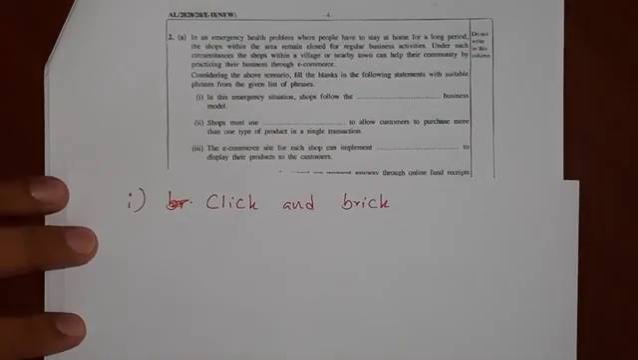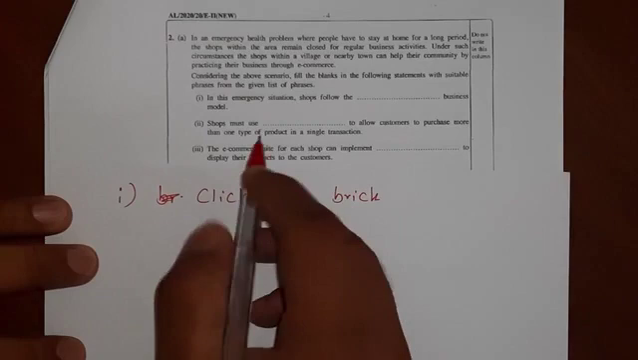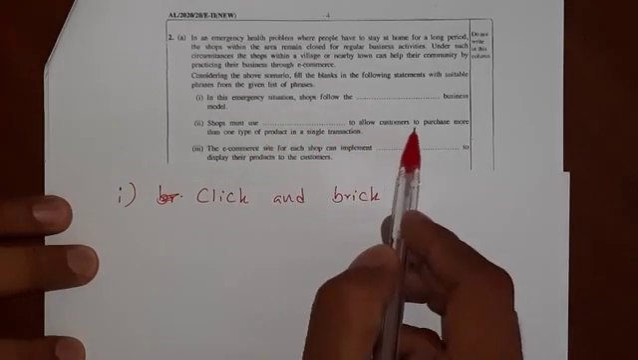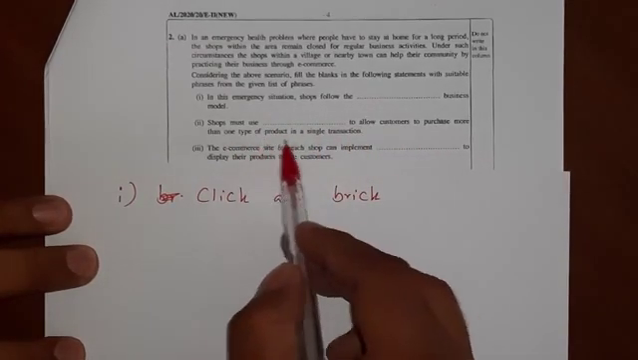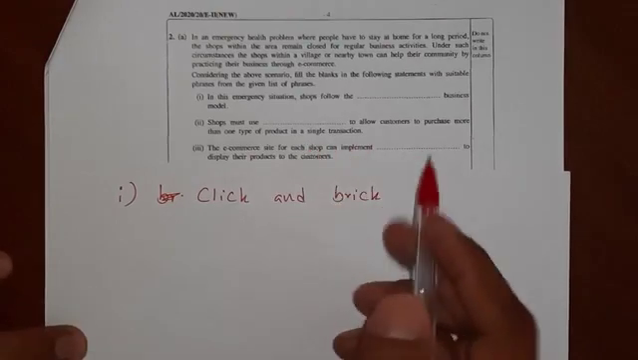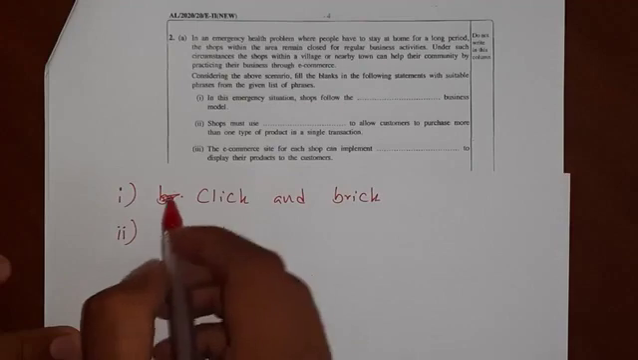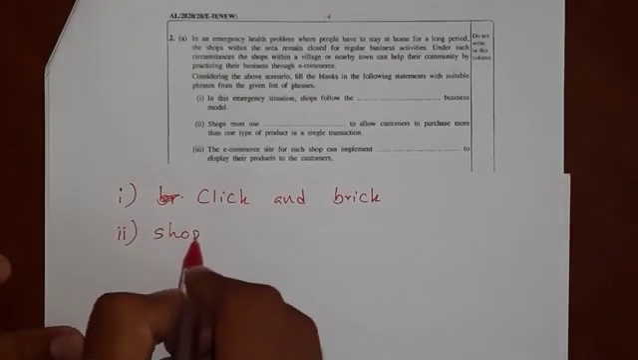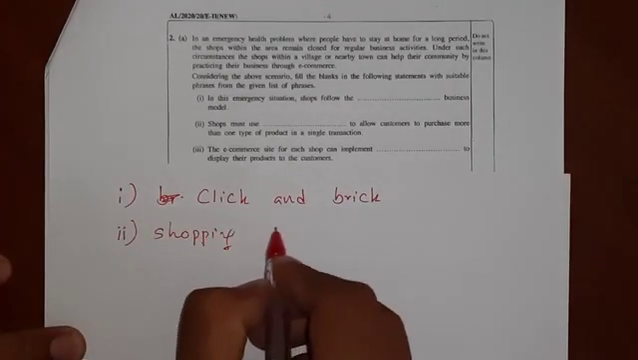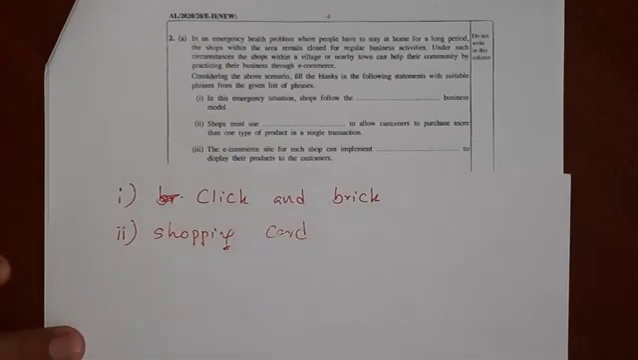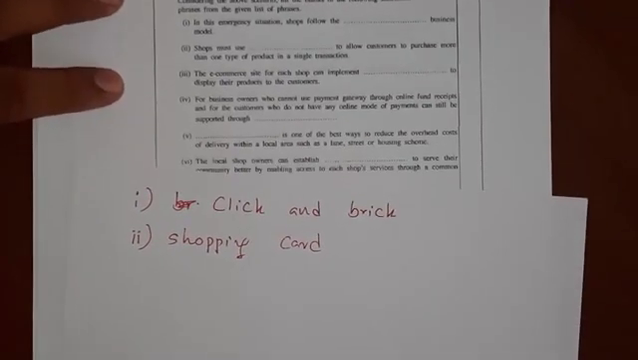Then the second one, shops must use blank to allow customers to purchase more than one type of products in a single transaction. You know about the shopping cart, you can add the products to the shopping cart. Very easy question. Don't need to worry about these questions.